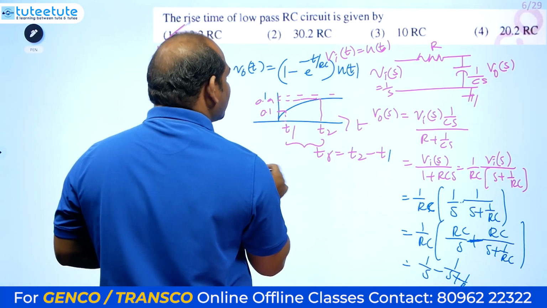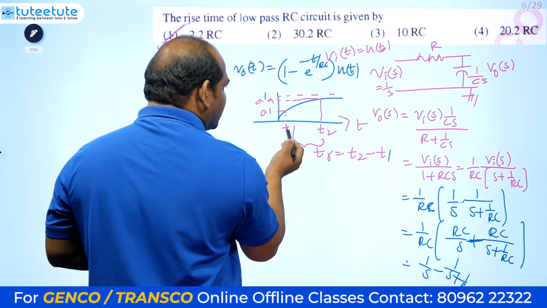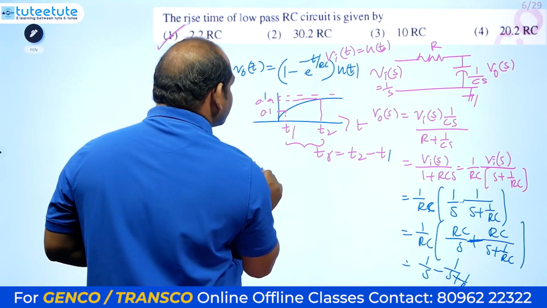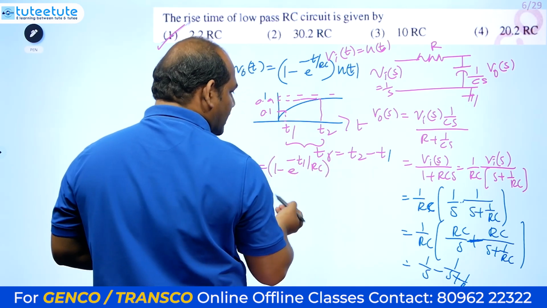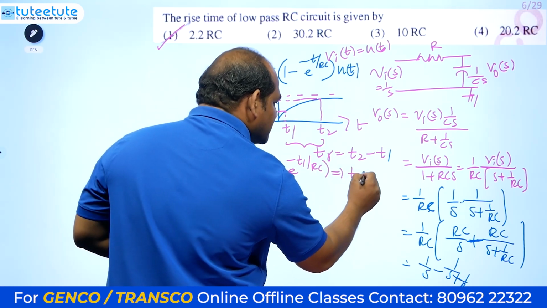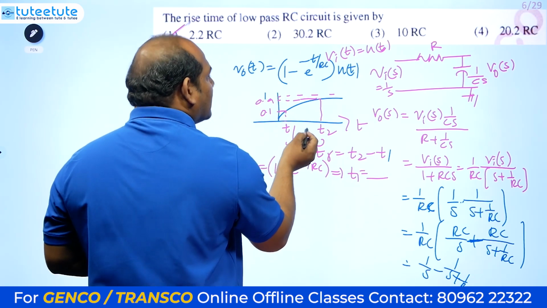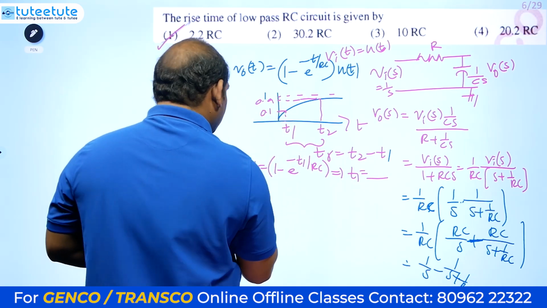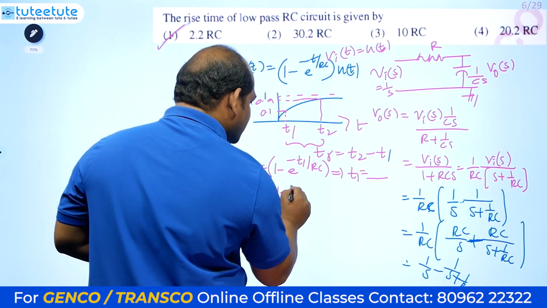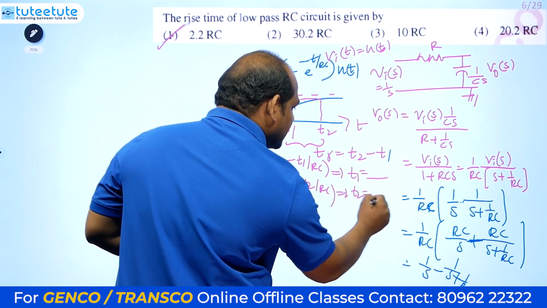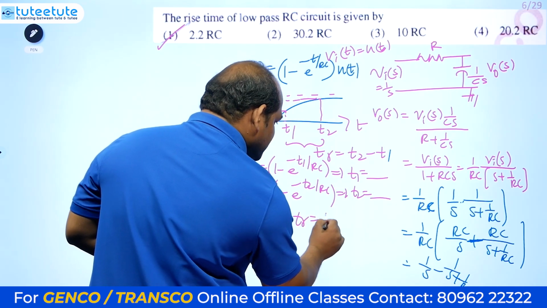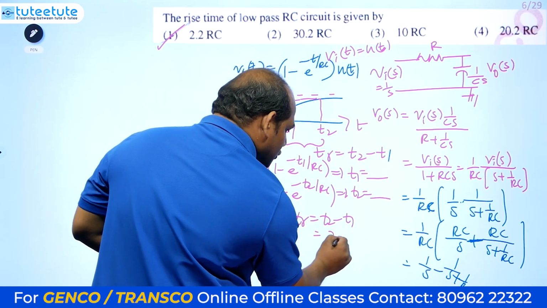So for example, you are working for t1. At t1, the output must be equal to 0.1, which is 1 minus e power minus t1 by RC. Get t1 from this. And when you get 0.9, that means t equal to t2, so 1 minus e power minus t2 by RC. Get t2 from this. Take the difference between these two. So tr is equal to t2 minus t1. You will get 2.2 RC.